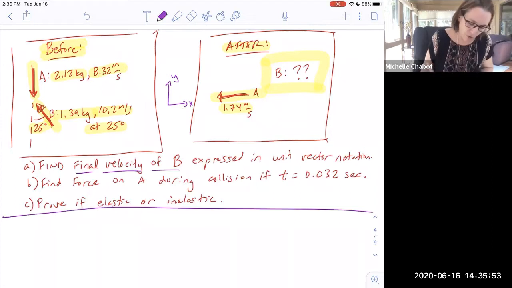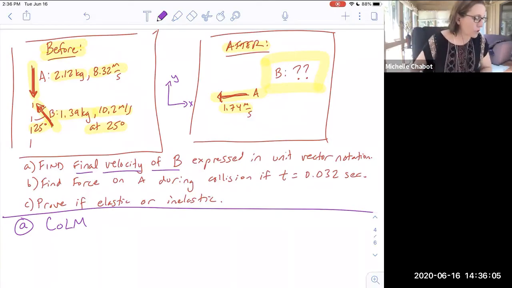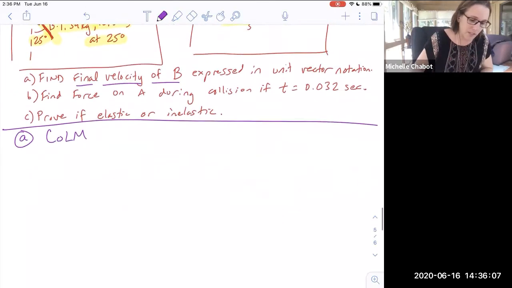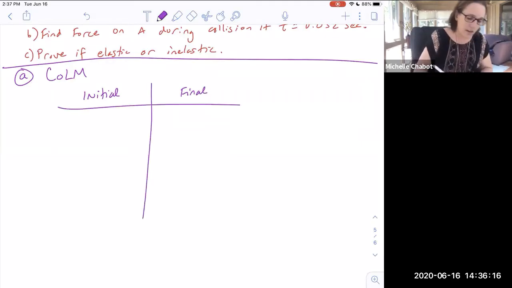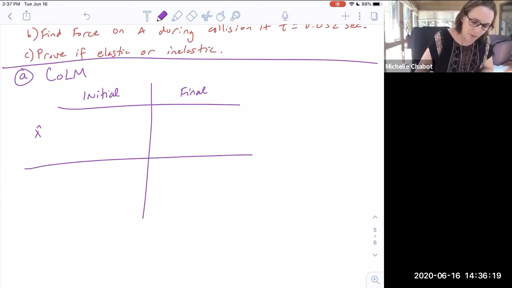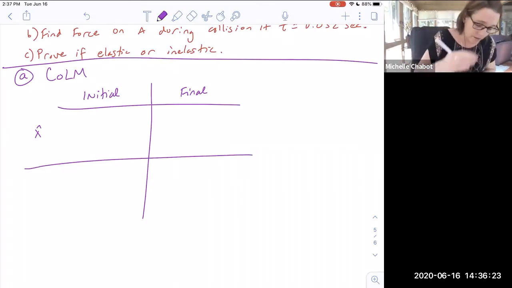Okay, so for part A, we're going to use conservation of linear momentum. This is a collision. We're trying to find the velocity of an object immediately after the collision, but we have to do it in parts. So the best thing that we can do, and I highly recommend that you always make this chart, is with initial and final, and then X, and leave space for a couple of objects to be written, so that's why it's kind of tall rows, and then Y.